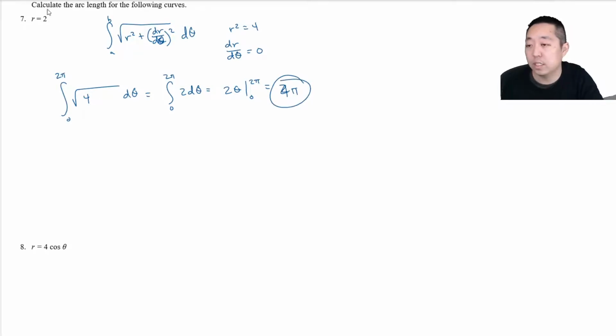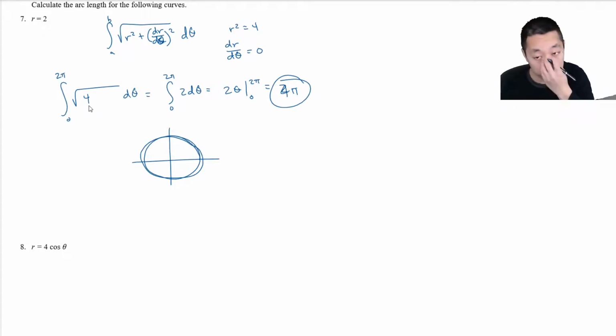And that makes sense. That's the circumference of a circle, right? Because this is a circle with radius 2. That means at all angles, the radius is 2. And so the circumference is 2 pi r, which is 4 pi in this case.